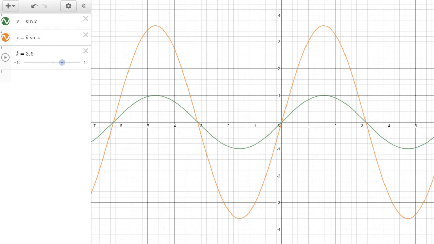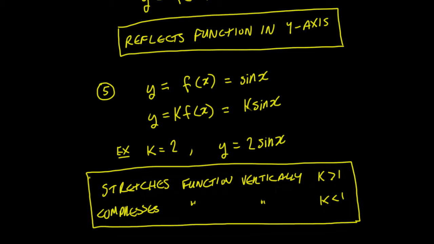So that's the second last one. We'll go on to the final one now. So let's have a look and I'll bring it up, and yeah, that's us. So as I noted there, we take our function f of x, if we multiply it by a constant k, then that has the effect of it stretches the function vertically when k is greater than 1, and it compresses the function vertically when k is less than 1.